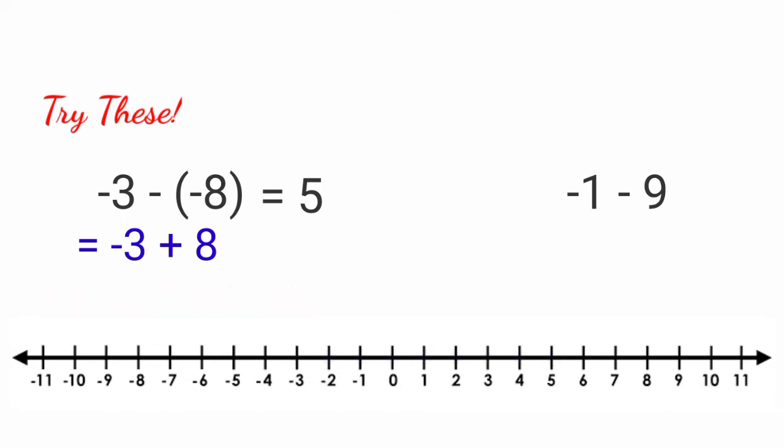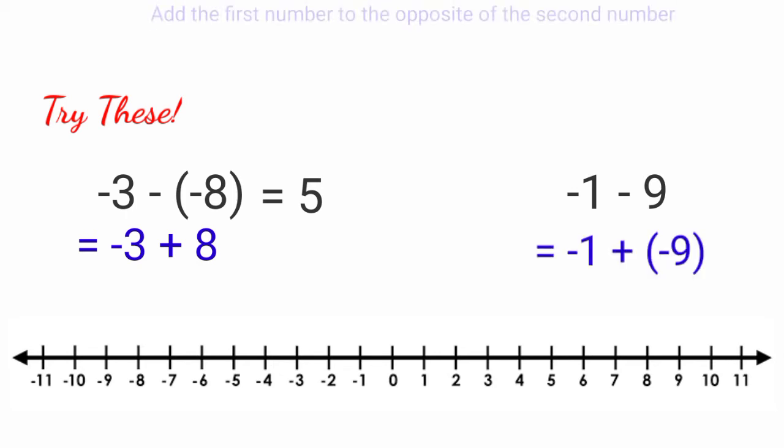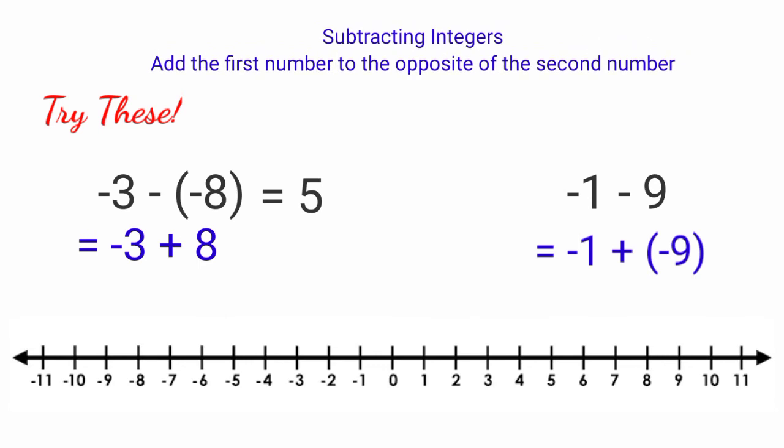Let's now proceed to negative 1 minus 9. Let us rewrite this one using our one simple rule, and that is add the first number to the opposite of the second number. So we won't be changing our first number, our subtraction will become addition, and our second number, which is positive 9, will become negative 9.